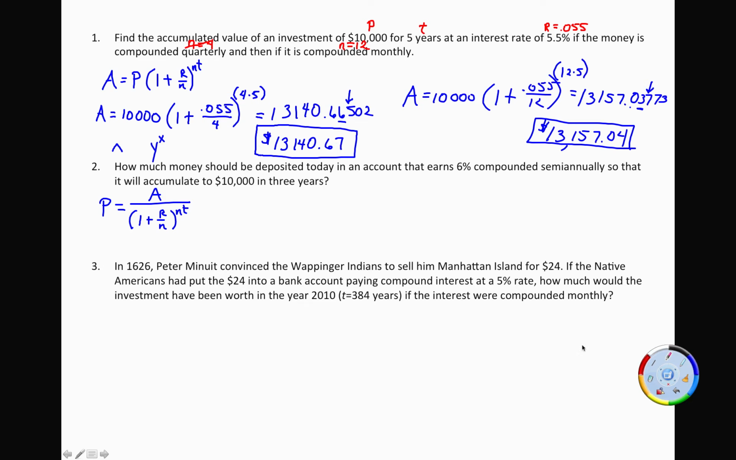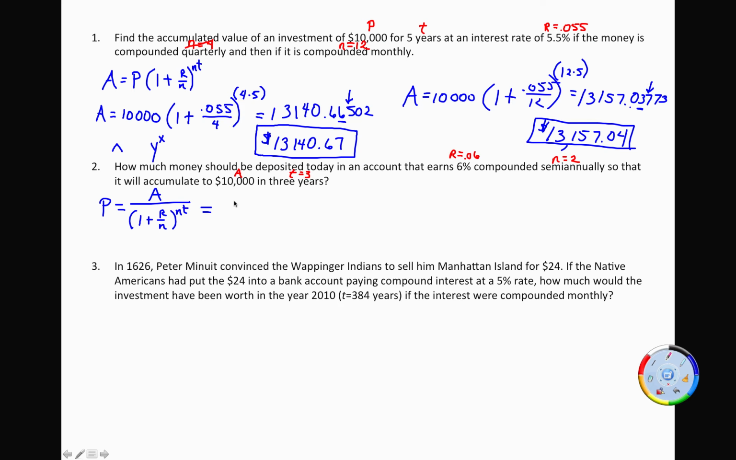So let's go through and find all of our information. Okay, 0.06 is my R. Compounded semi-annually means N is 2. Okay, and accumulate to $10,000, this is my A. What do I want to have in the future? My future value, and T is 3, and it's already in years, so I don't have to worry about anything.